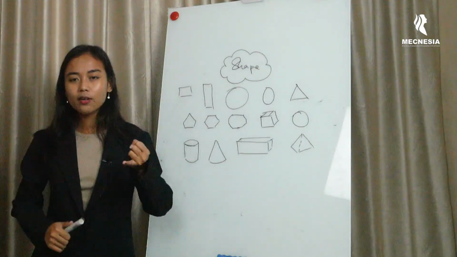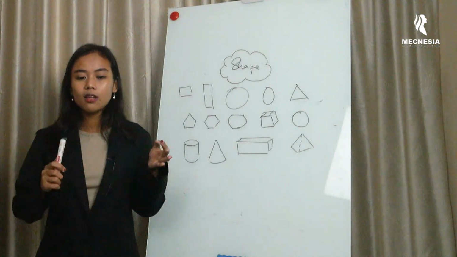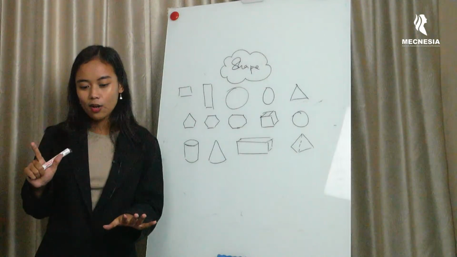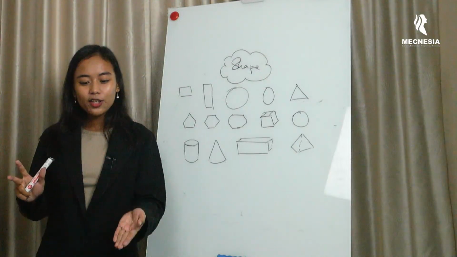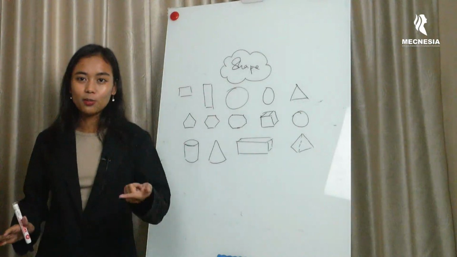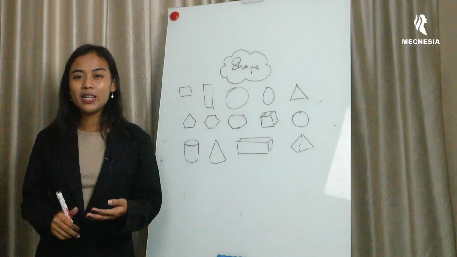So, those are the shape that we have today. We have square, rectangle, circle, oval, triangle, pentagon, hexagon, octagon, cube, spear, cylinder, cone, rectangular prism, and pyramid.